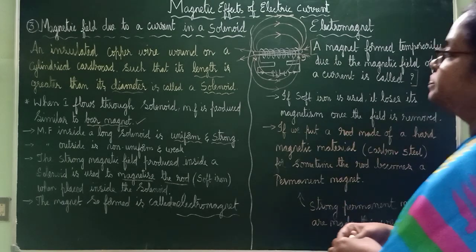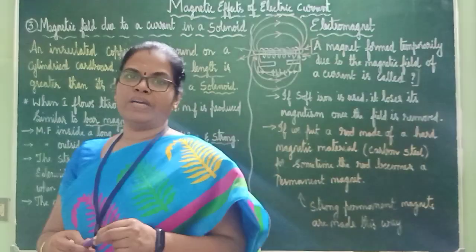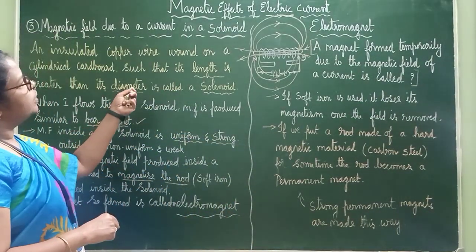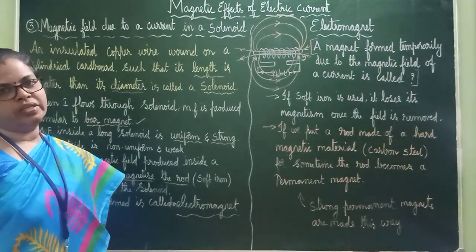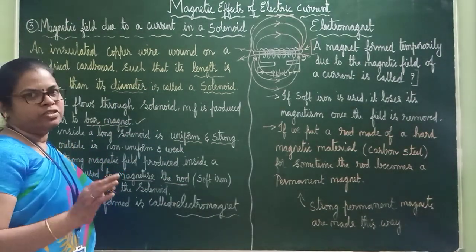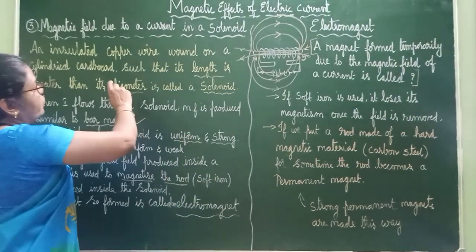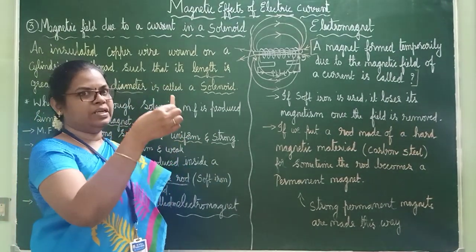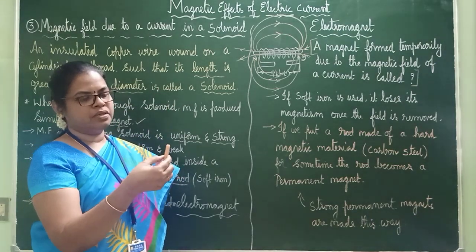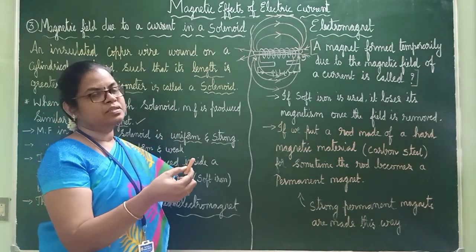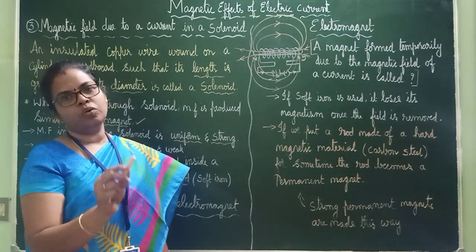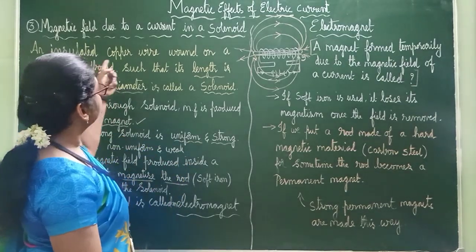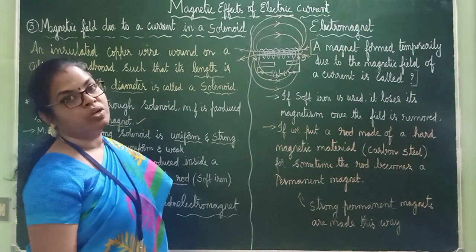Good morning, children. The next subtopic we are going to study today is magnetic field due to a current in a solenoid. We have studied two things already, no? Magnetic field due to a current in a straight conductor. If a straight conductor is used, what happens? The next we have studied is if you are using a circular loop or a coil, what happens. The third one is magnetic field due to a current in a solenoid.